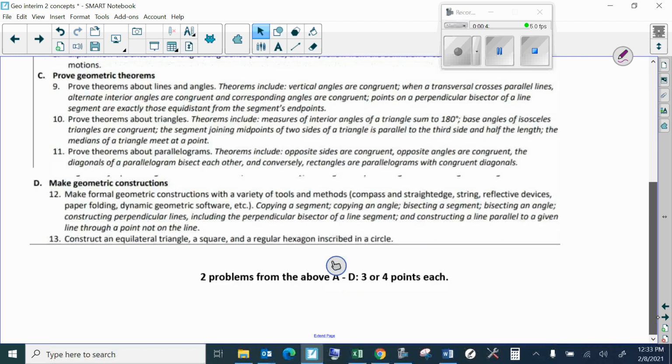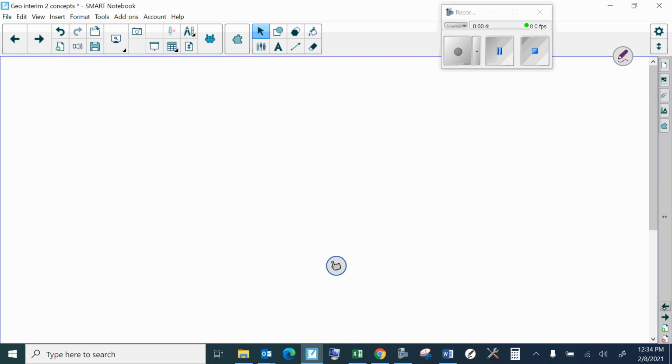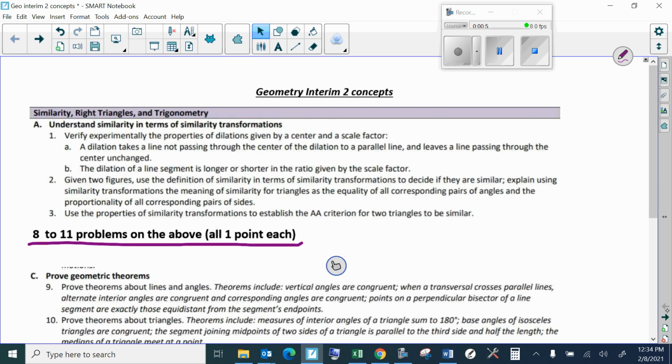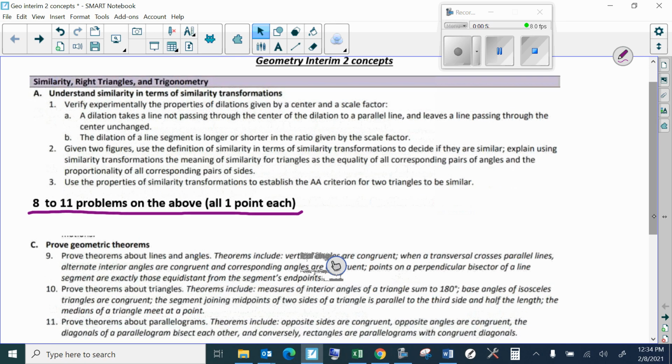Okay, and then we have 2 problems from the above. They're 3 or 4 points each. Okay, so we're going to go through this here. All right, a dilation makes an object bigger or smaller. It takes a line not passing through the center of dilation to a parallel line and leaves the line passing through the center unchanged.